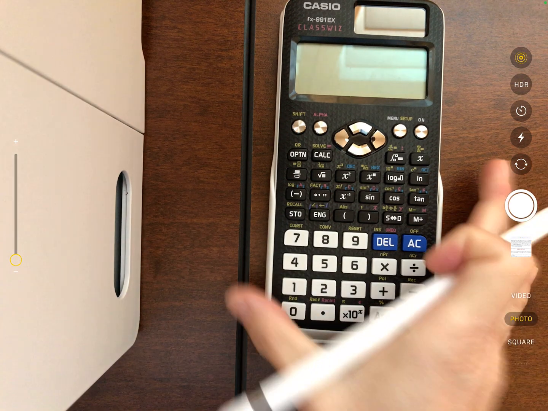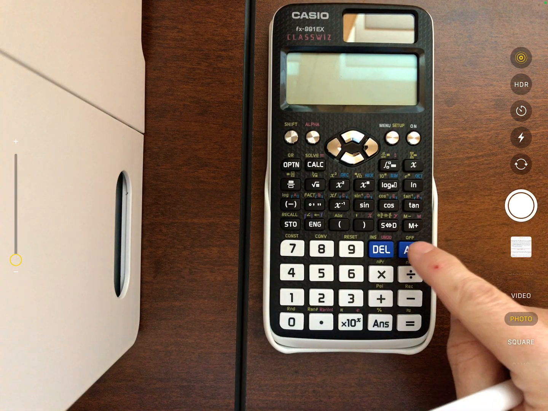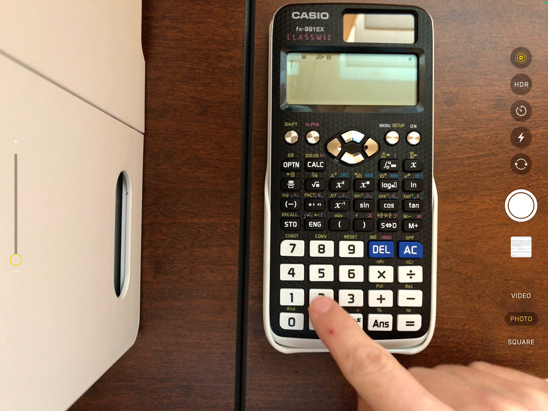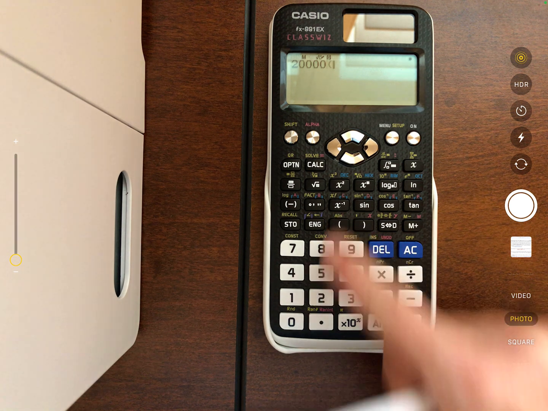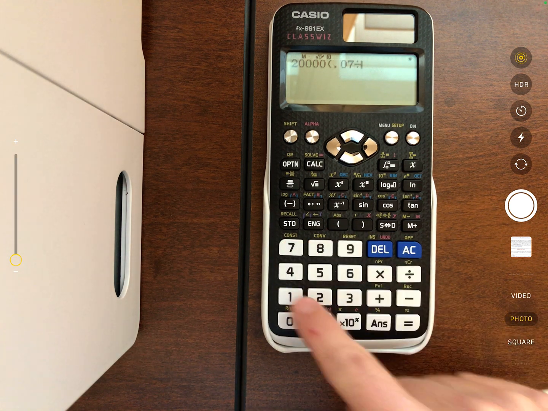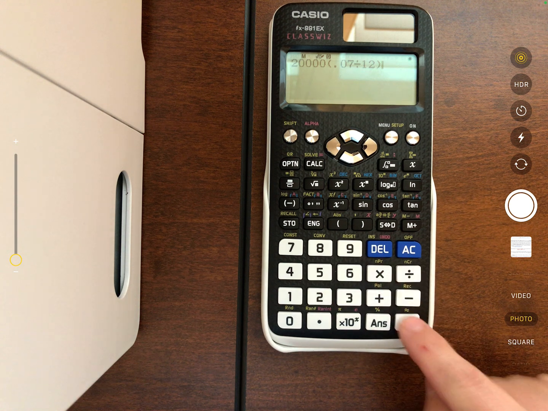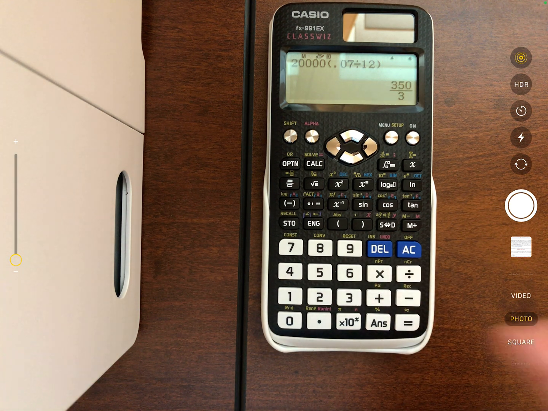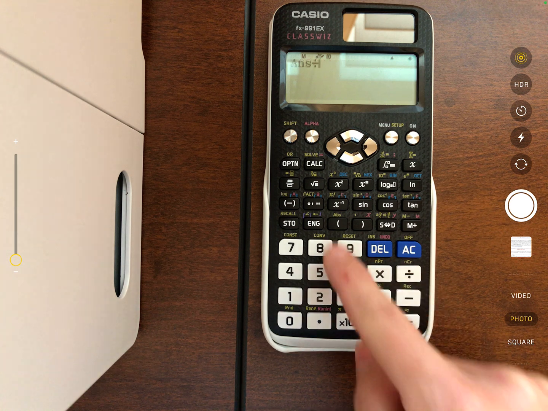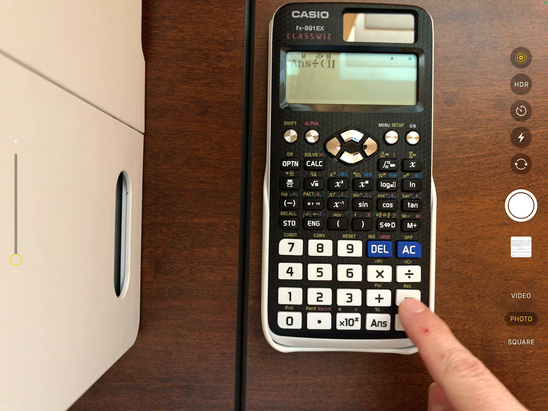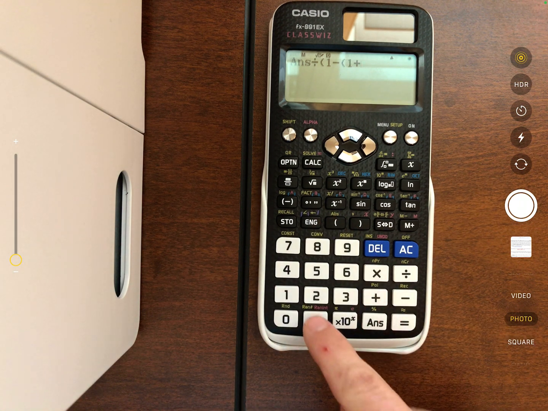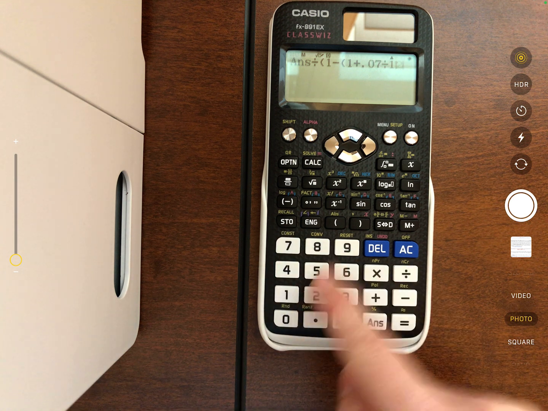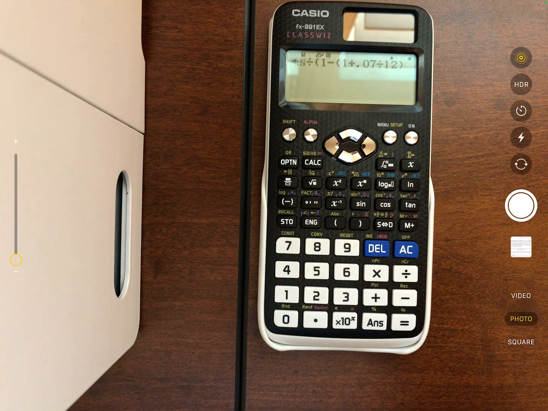calculator. So hopefully you can see this. I know this isn't very high tech, but here we go. I'm going to turn it on. I'm going to do 20,000 times parentheses 0.07 divided by 12 parentheses, and then I'm going to push equal. That's my numerator. Now I still have to divide it by parentheses 1 minus parentheses 1 plus 0.07 divided by 12 parentheses, and then I have to raise it to that negative 36 power.